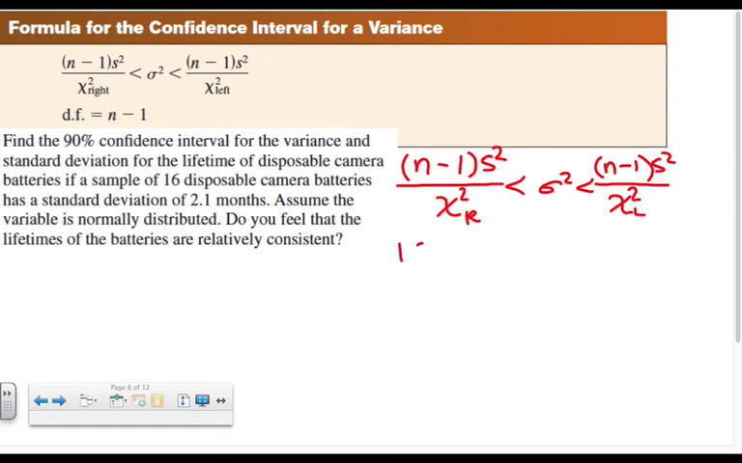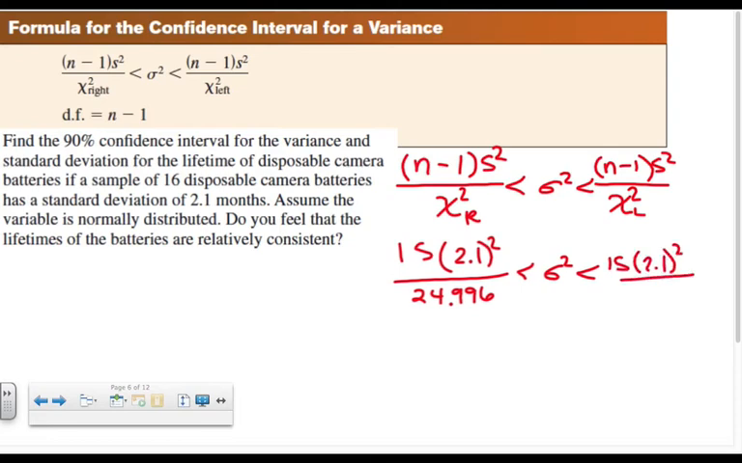Okay. So n minus 1 is 15. 15 times 2.1 squared divided by the chi-squared right, which the value was 24.996, is less than the variance, is less than 15 times 2.1 squared over the chi-squared left, which is 7.261. Plug all of that in the calculator and I get 2.65 is less than the variance, is less than 9.11. Now, to find the standard deviation, I have to take the square root of both of those numbers. So please make sure you do that.